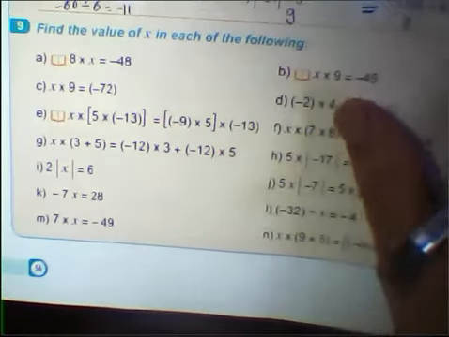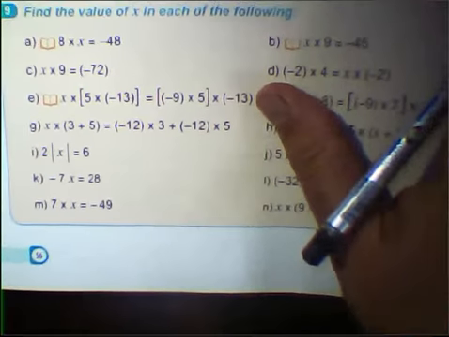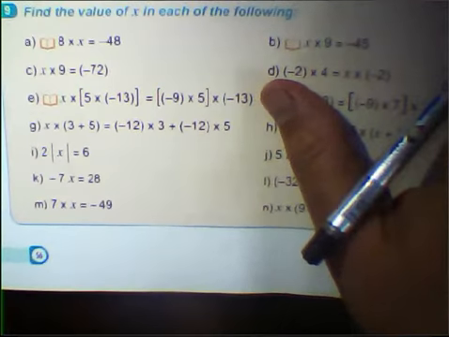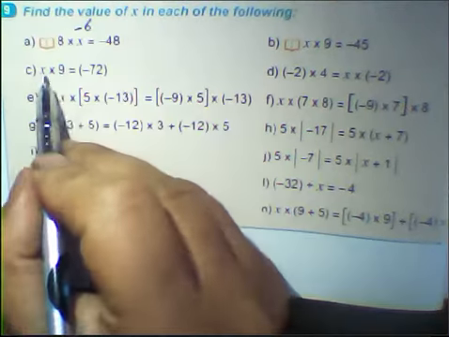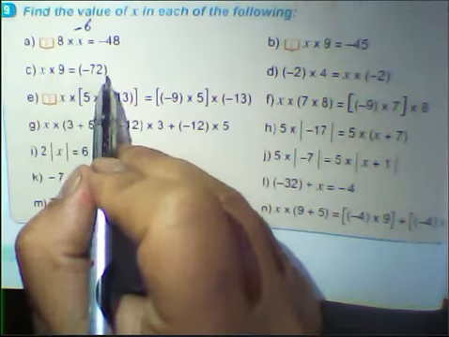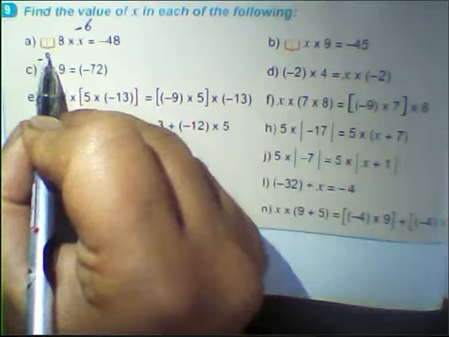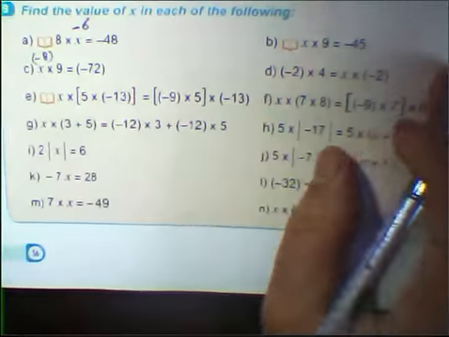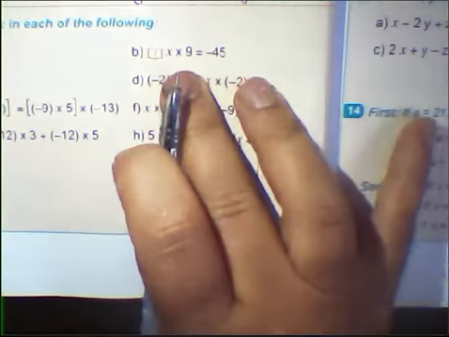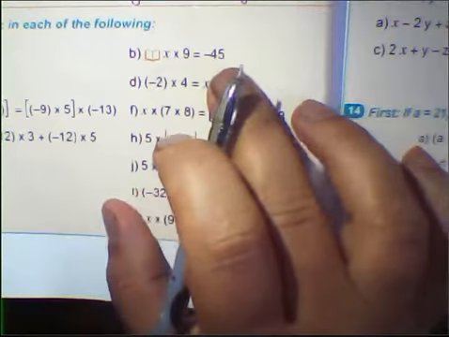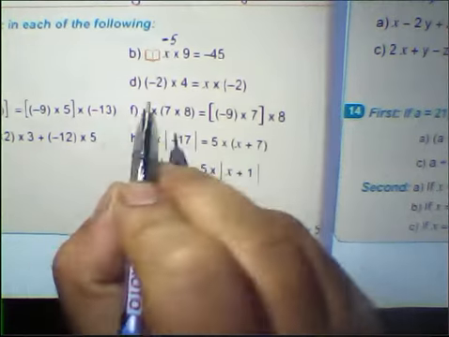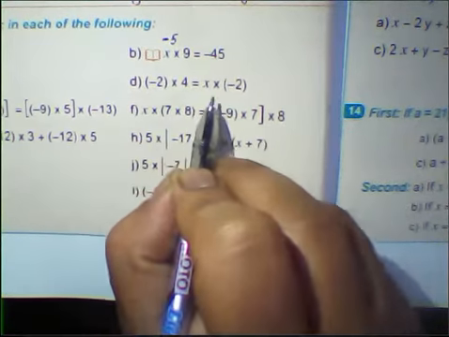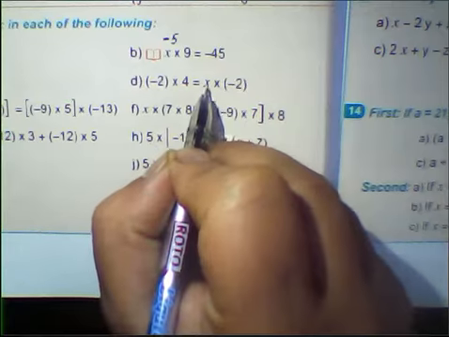Find the value of x in each of the following. 8 multiplied by x equals negative 48, so x will be negative 6. x times 9 equals negative 72, so x will be negative 8. x multiplied by 9 equals negative 45, so x will be negative 5. Negative 2 multiplied by 4 equals x multiplied by negative 4, so x will be 4.